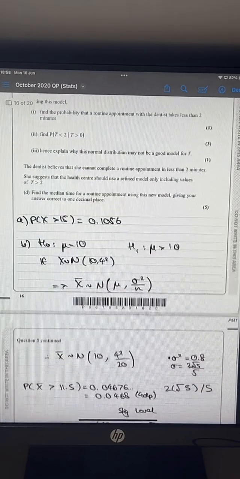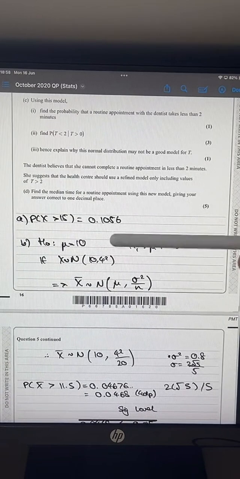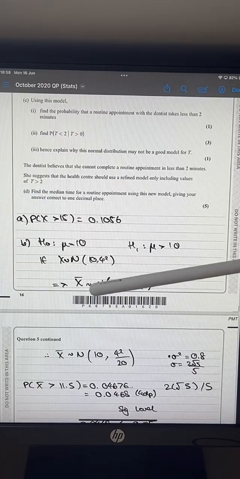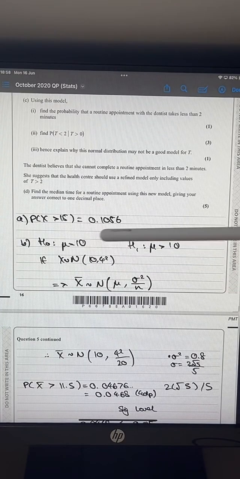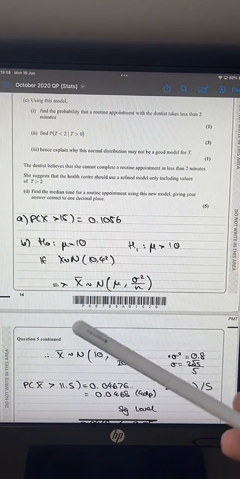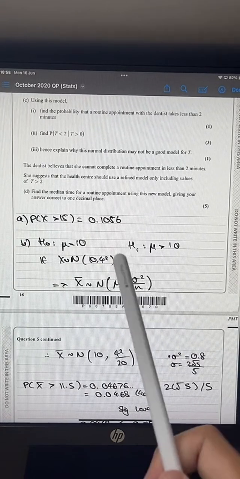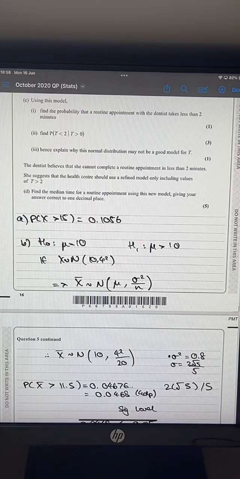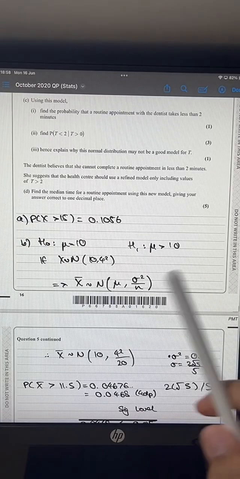So my null hypothesis is that the mean time is still going to be 10 minutes. My alternative hypothesis is that it takes longer than 10 minutes, so it's greater than 10. So I know that if X is normally distributed with these parameters, for the sample mean we have to do this for a normal distribution. This is something called, it was in further stats. My mind's just going blank now. It'll come back to me.